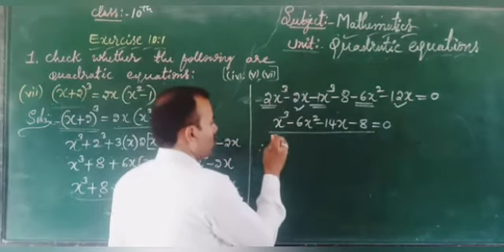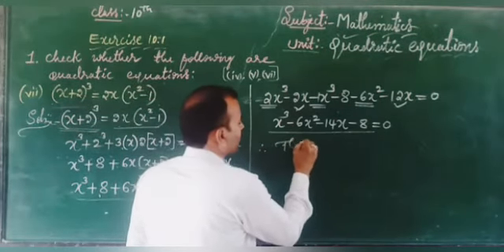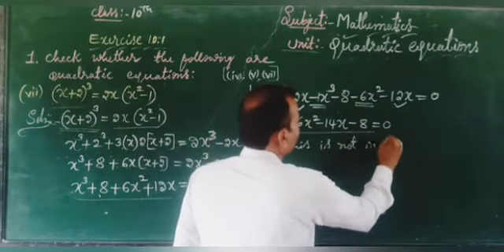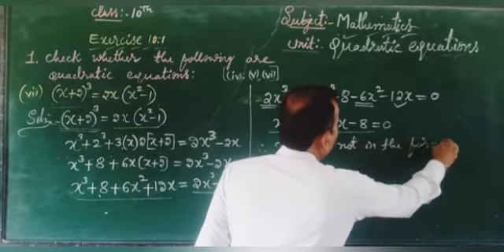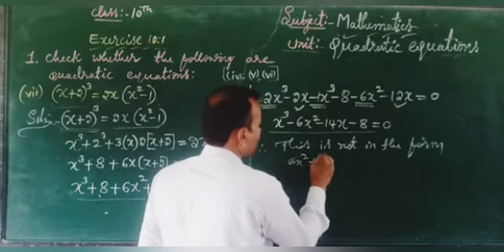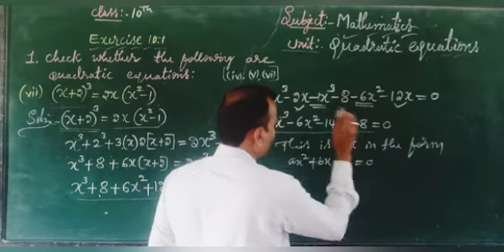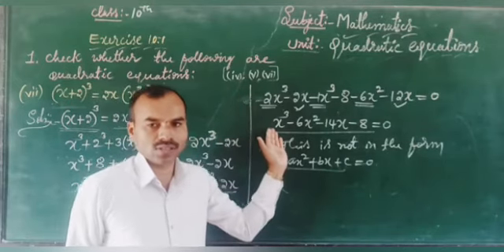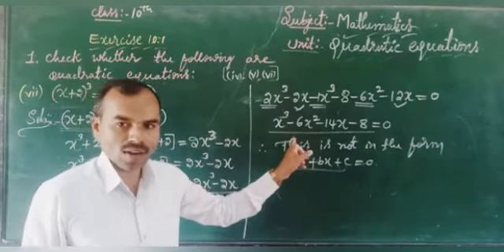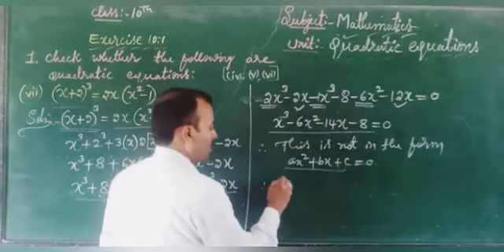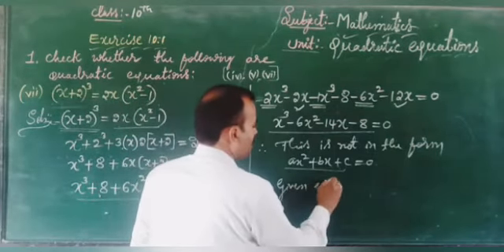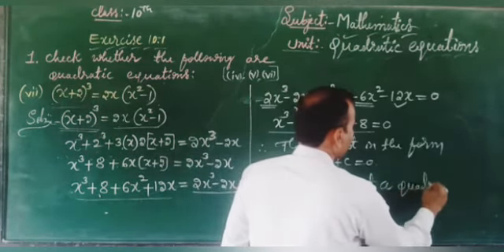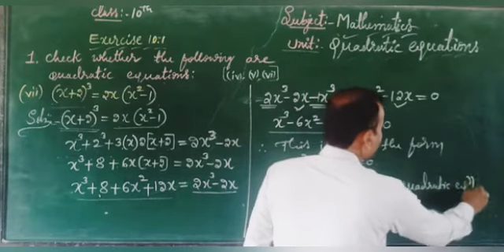Therefore, this expression is not in the form ax square plus bx plus c equals 0. It is a cubic equation. This is not a quadratic equation. Therefore, the given equation is not a quadratic equation.